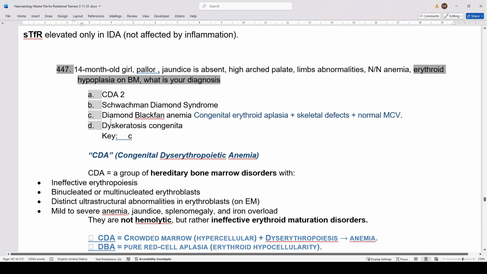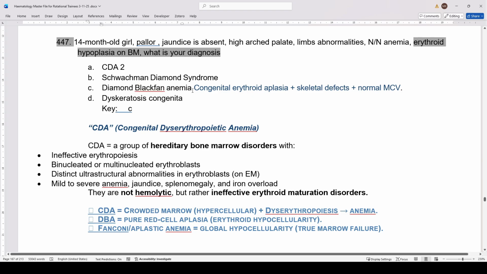Okay, so here option C is correct, because whenever there is isolated erythroid hypoplasia on the bone marrow, we will say it is a case of DBA, Diamond-Blackfan anemia, congenital erythroid aplasia or hypoplasia, plus there will be skeletal defects and normal MCV, normocytic normochromic anemia. DBA is a bone marrow failure syndrome, in which we have erythroid hypoplasia. But CDA is not a bone marrow failure syndrome. It is a congenital dyserythropoietic anemia.